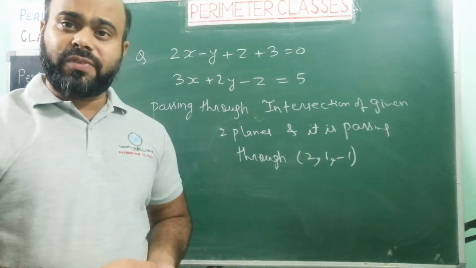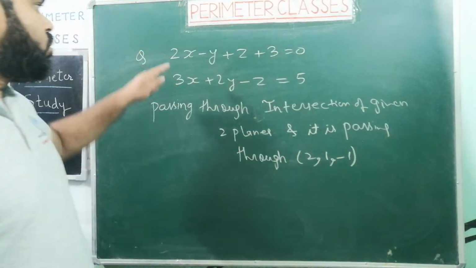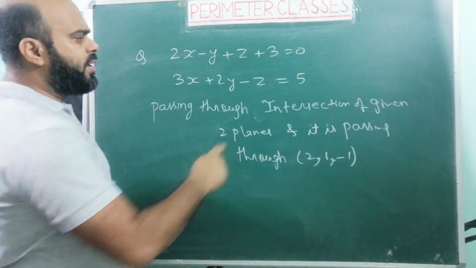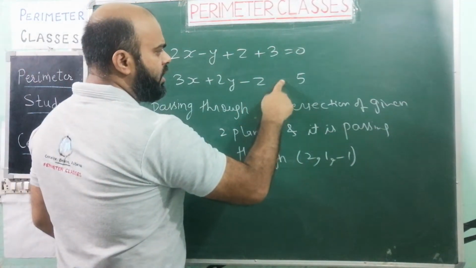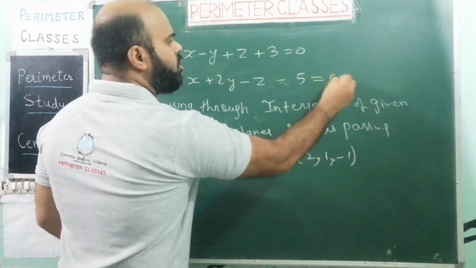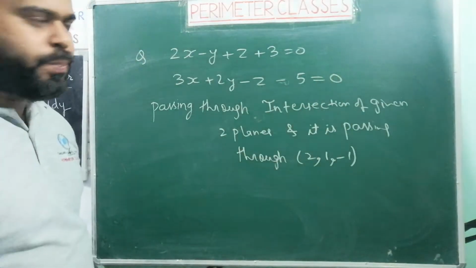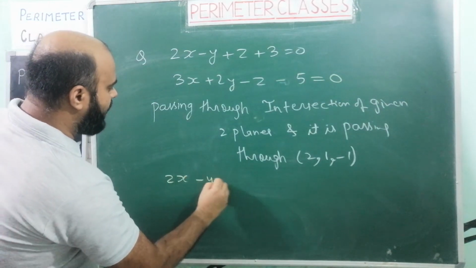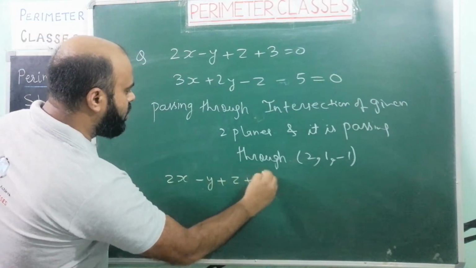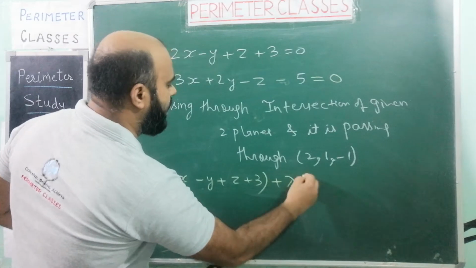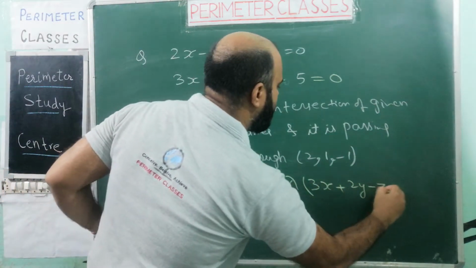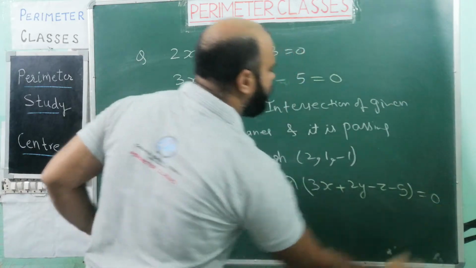So first of all, let us find the family of planes. This is u equal to 0, and this is v. You can make it equal to 0 by taking 5 on the left hand side, so minus 5 equal to 0. The family of planes will be 2x minus y plus z plus 3 plus lambda times 3x plus 2y minus z minus 5 equal to 0.